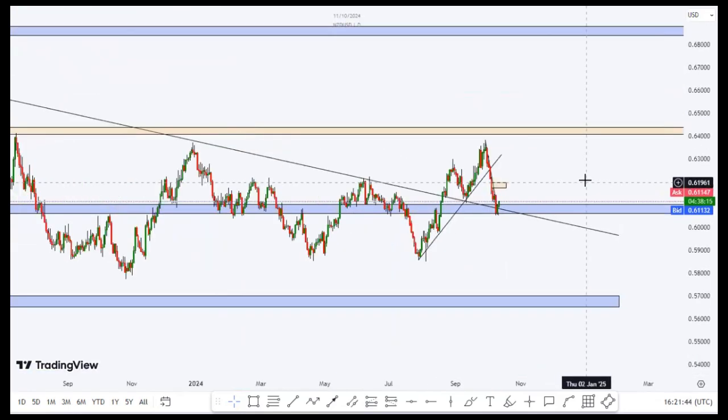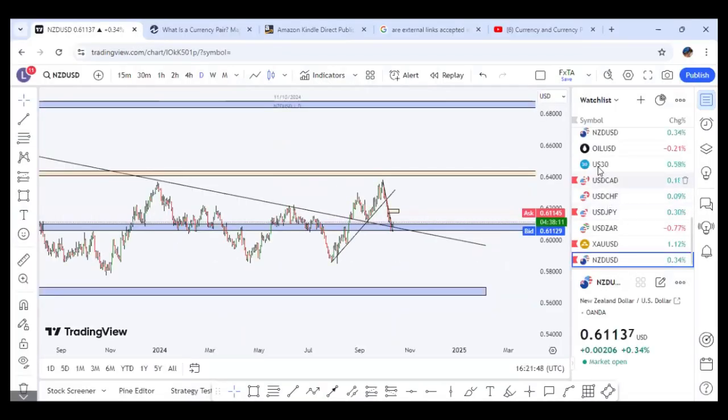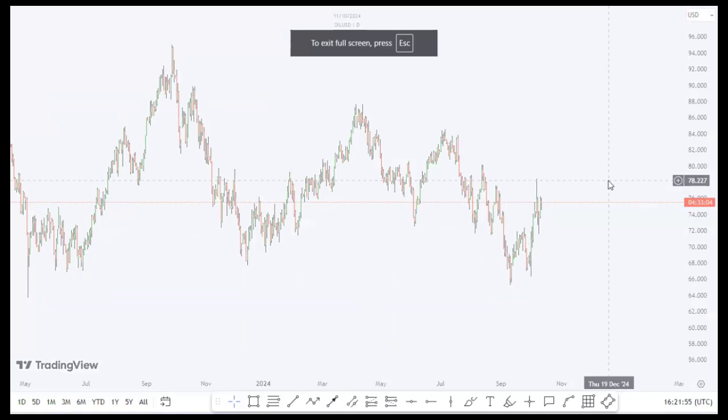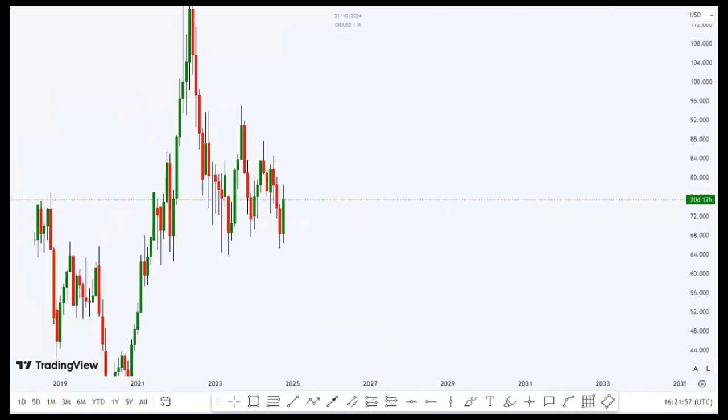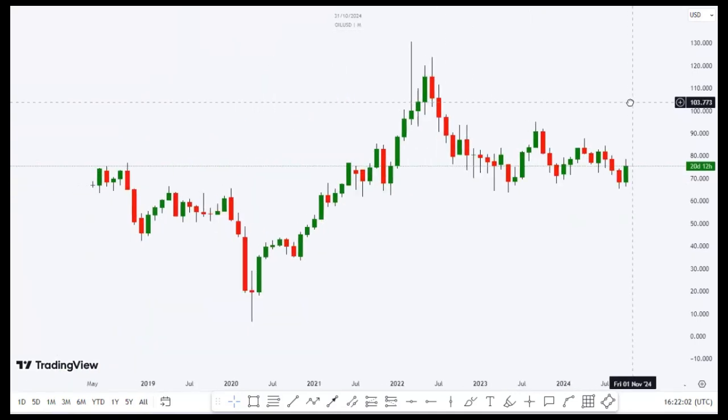Now, let's look at another asset too. The next asset that I have lined up for us to look at is oil, all right? So let's equally move on to the monthly time frame. We are currently on the monthly time frame of oil.